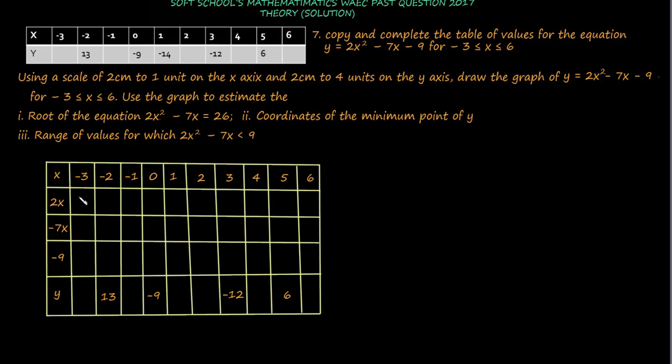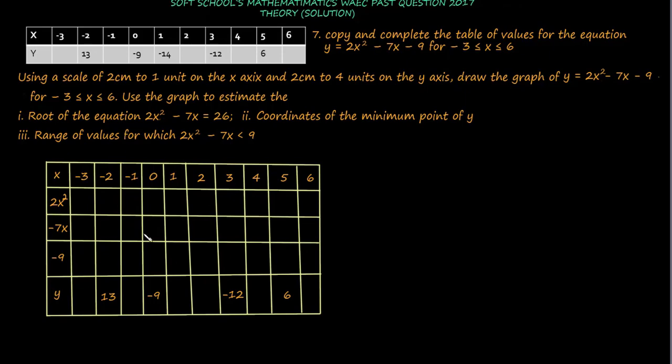Now, let's take a look at this. So this is how it is. We have 2x squared, so this should carry a square sign. 2x squared minus 7x minus 9.